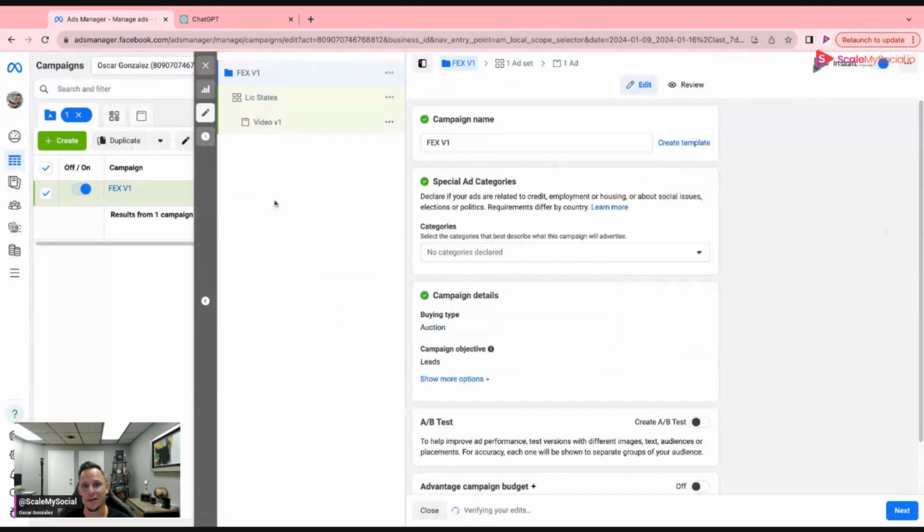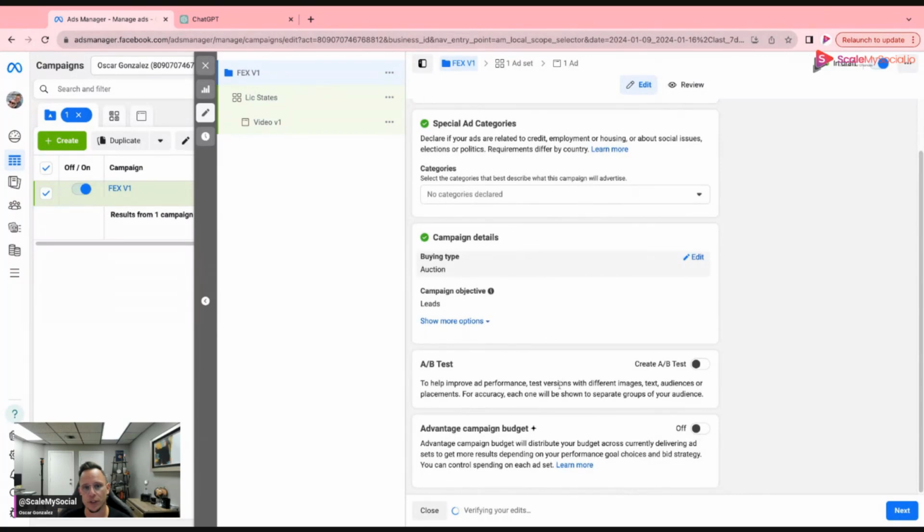Now we're within the entire campaign. We see here, FEX version 1. So here is the campaign level options. And there's nothing that we do here. Everything stays exactly as it is. There is nothing that you need to do here. So here you would go next.